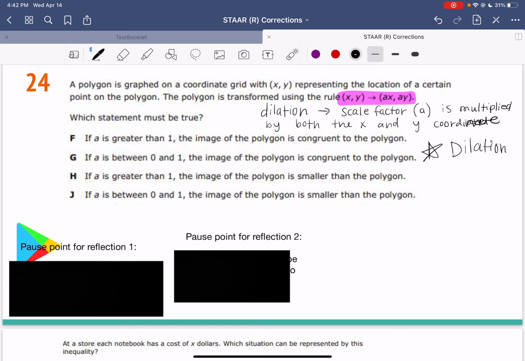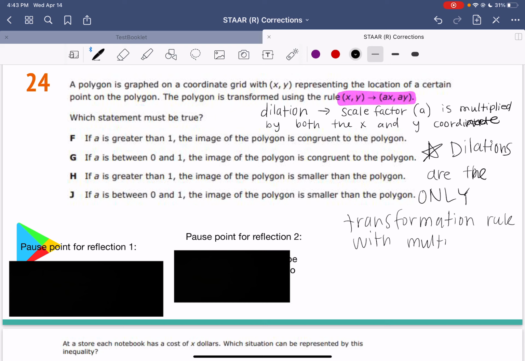Dilations are the only transformation rule with multiplication.